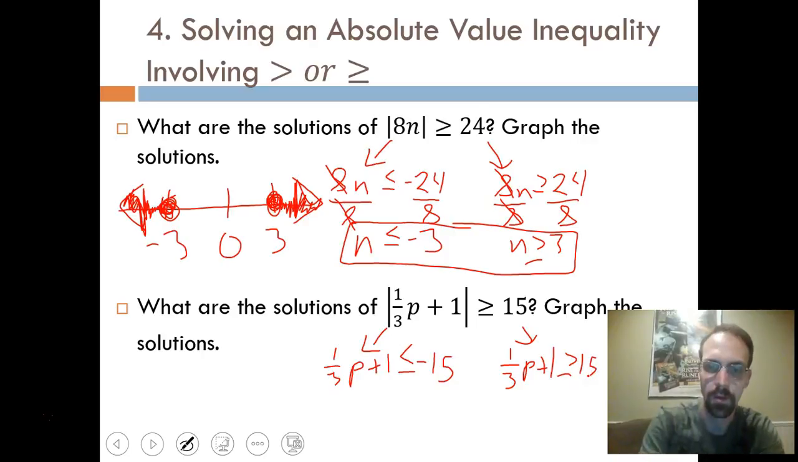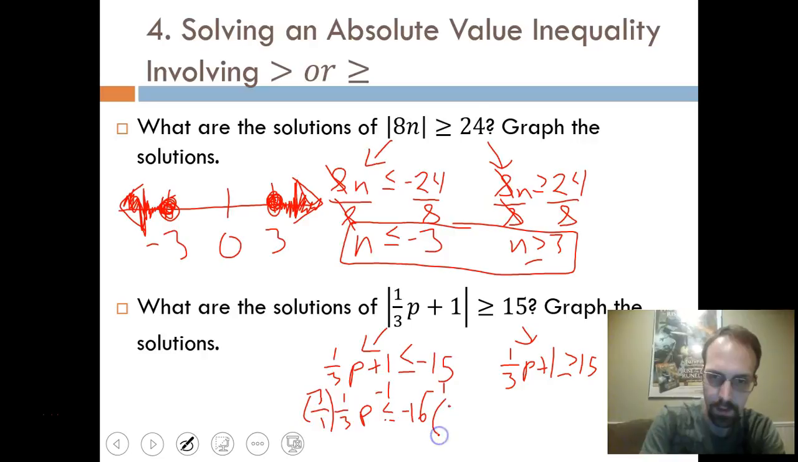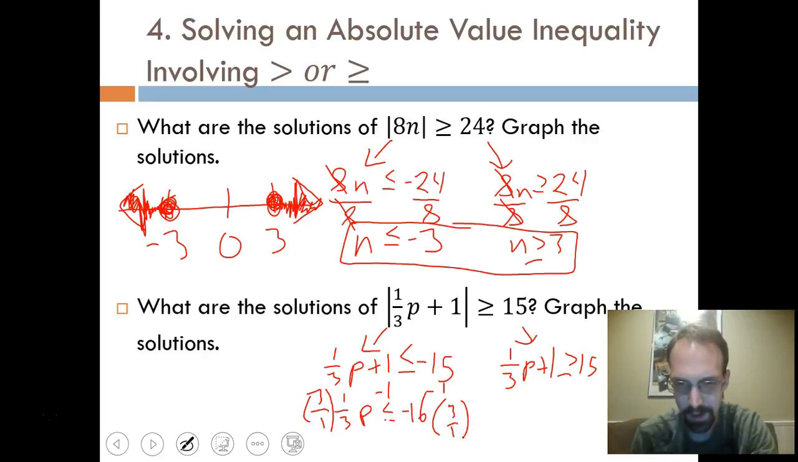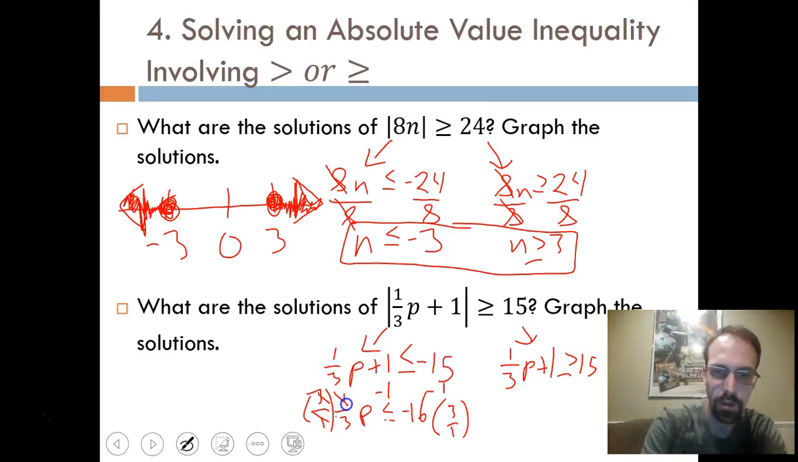All right. So now we subtract 1 on both sides. And we get 1/3 p is less than or equal to negative 60. Then we multiply both sides by 3 over 1, or just 3. So we take negative 16 times 3. Let's see, negative 15 times 3 is 45, and another one should be negative 48. So I should end up with p is less than or equal to negative 48.